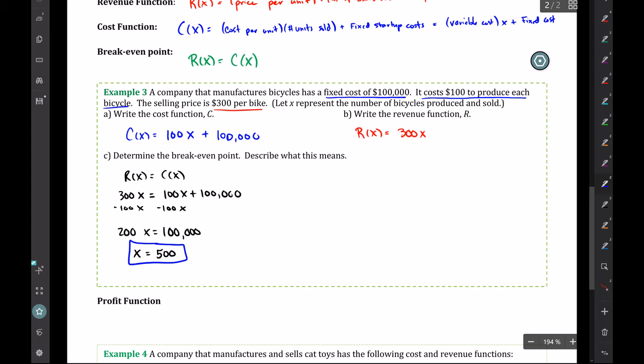Okay, so this means that the company must sell 500 bikes before it is out of debt. So what does this mean? This means the company must sell 500 bikes before it becomes out of debt.